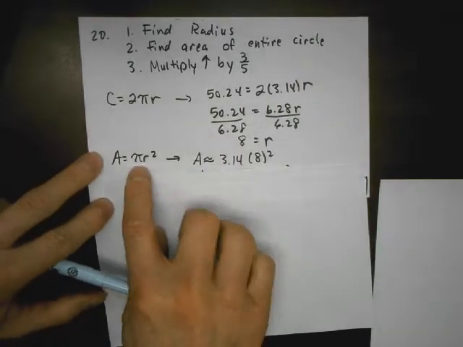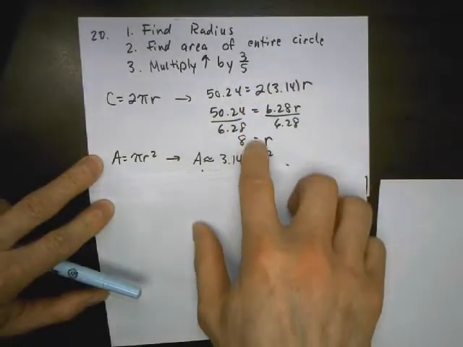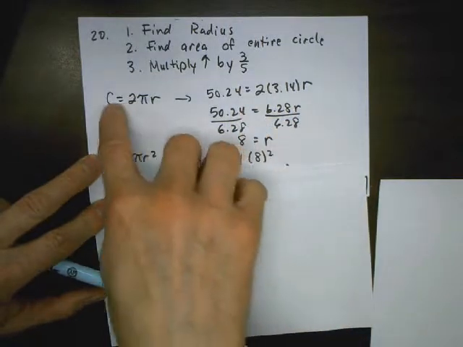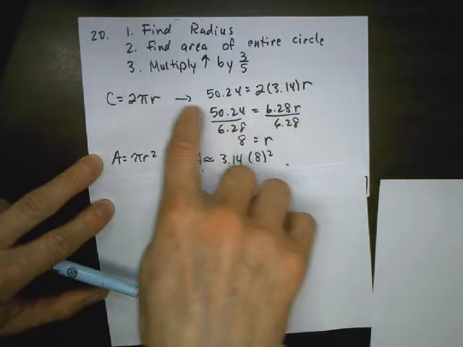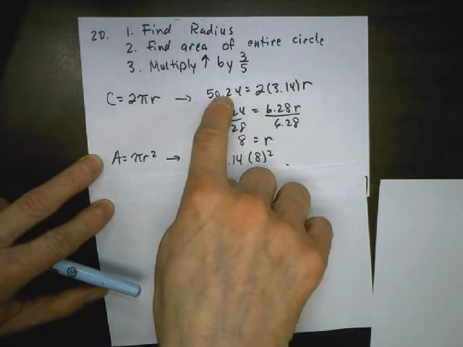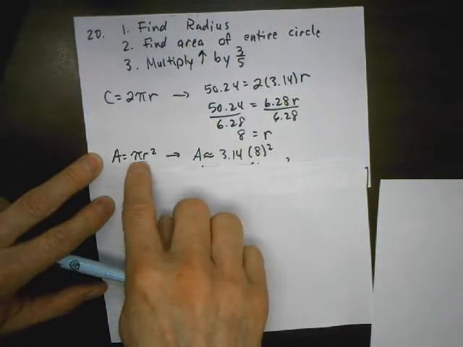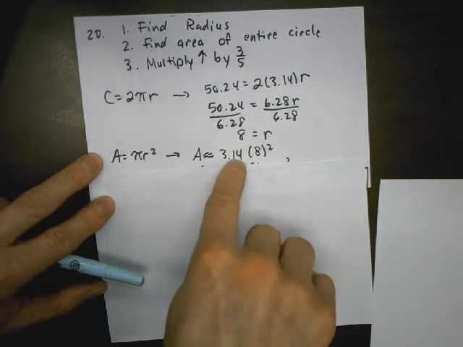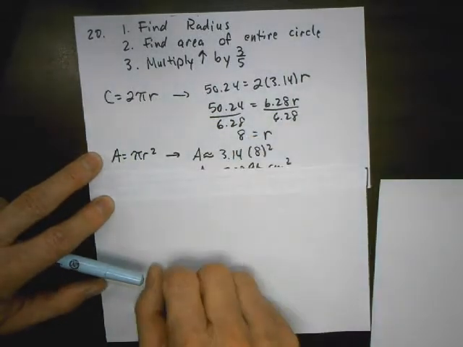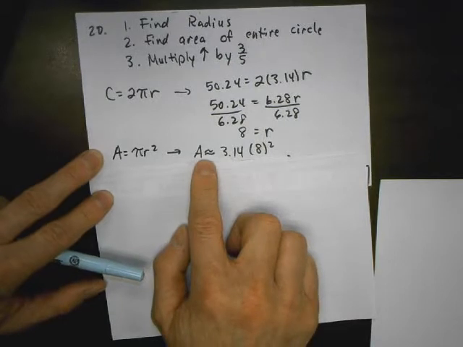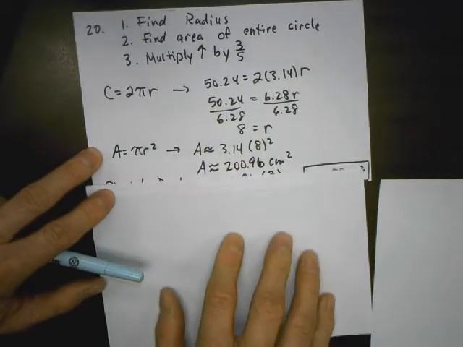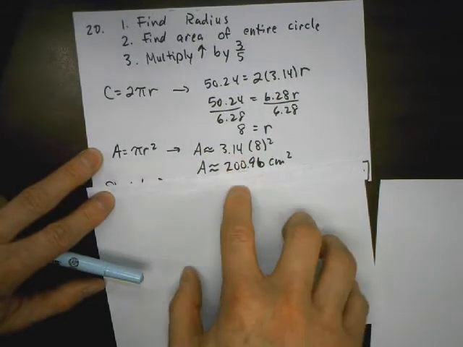So area is pi r squared. Notice I didn't use approximate symbols up here because this is actually approximated already, so there's no need to put approximated because they're already approximated. So area is exactly pi r squared, but now I'm rounding 3.14, so I use the approximate symbol there. Make sure you do 8 times 8 first in your calculator, then times 3.14.